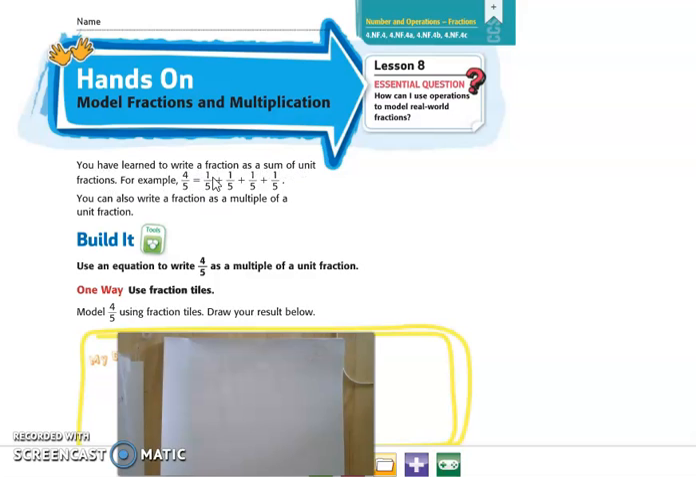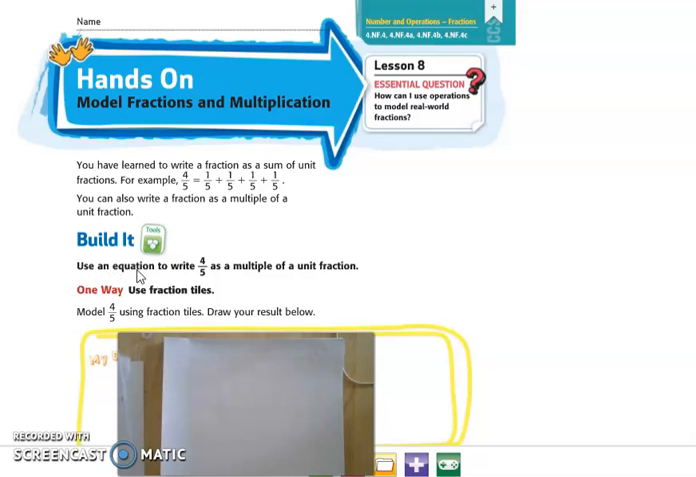Remember, when we have 1 as the numerator, that's a unit fraction. So a unit fraction will be 1/5 or 1/3 or 1/2 or 1/64. As long as 1 is the numerator, that's a unit fraction. So for example, 4/5 is equal to 1/5 plus 1/5 plus 1/5 plus 1/5, because we've got 1, 2, 3, 4 of them. That equals 4/5. You can also write a fraction as a multiple of a unit fraction.